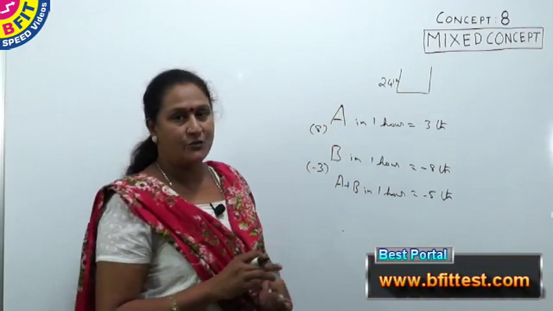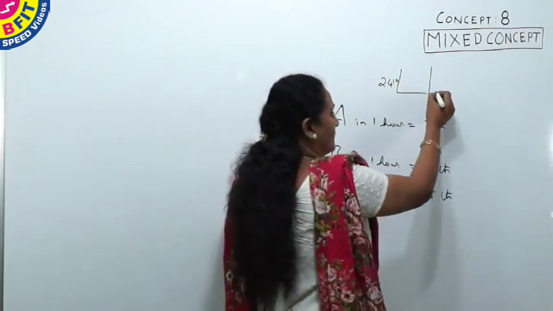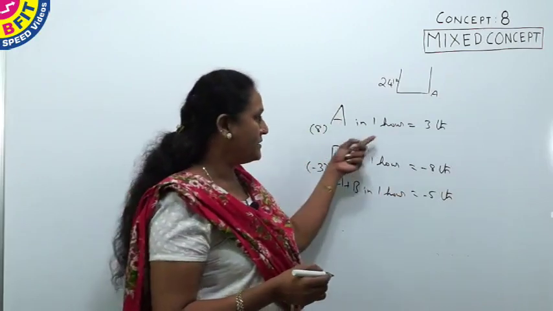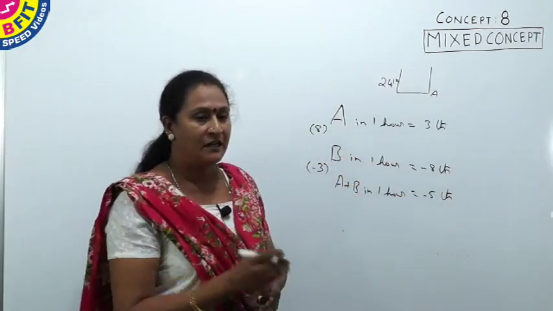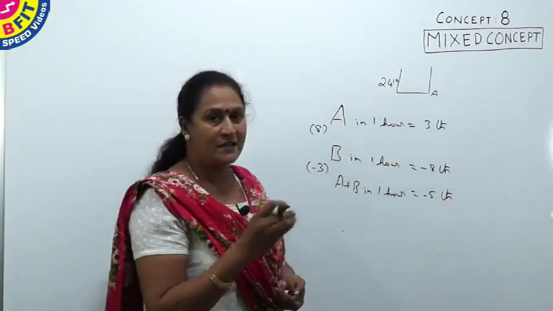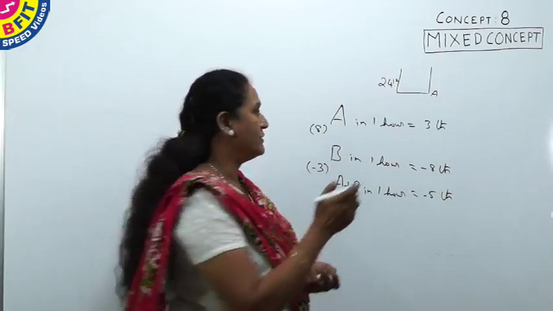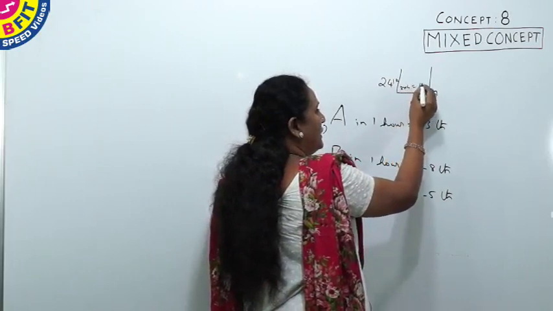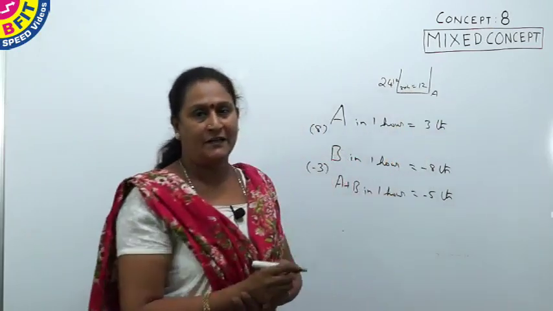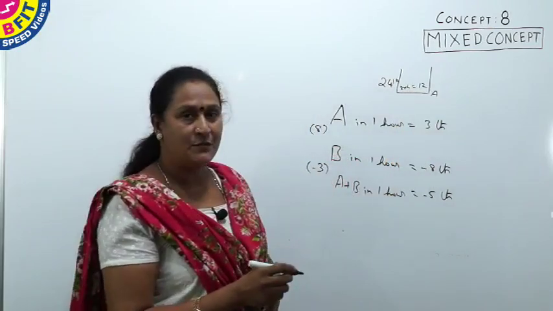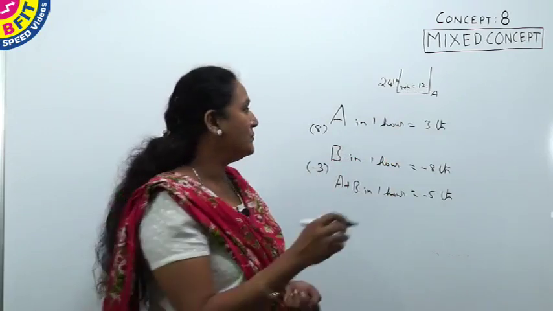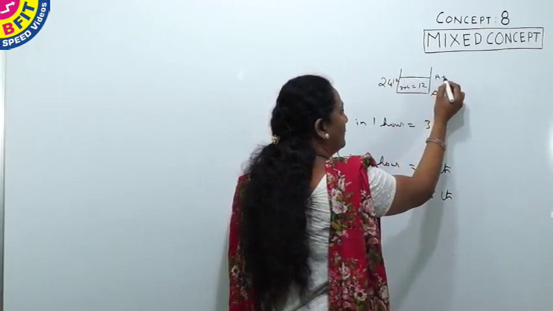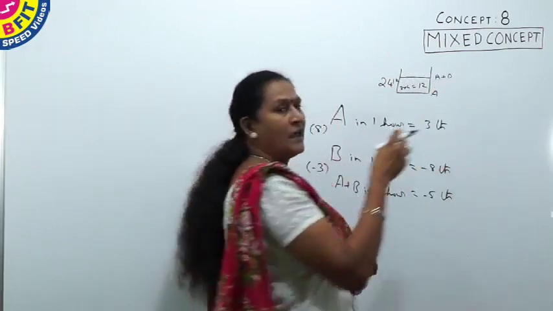So first A is open. And now when A is open, how many liters can A pour in 1 hour? 3 liters. So for how many hours is A filling alone? For 4 hours. So for 4 hours, 3 into 4, how many liters do you have? 12 liters. And now at this point, that is after 4 hours, B is open. B is also open with A. So now A and B are there.